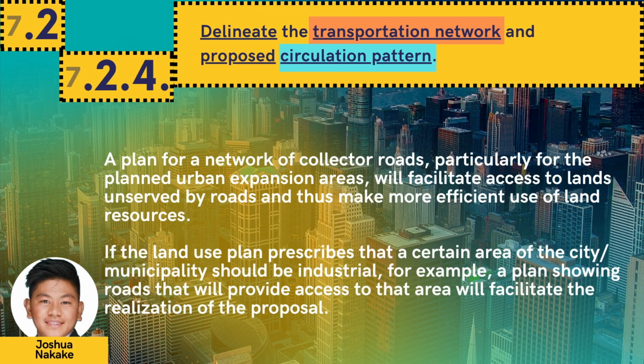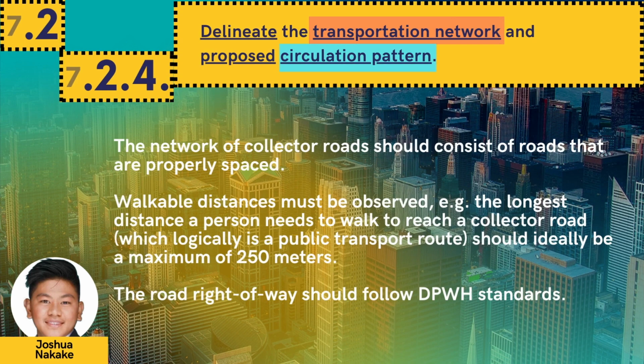If the land use plans prescribe that a certain area of the city or municipality should be industrial, for example, a plan showing roads that will provide access to the area will facilitate the realization of the proposal. The network of collector roads should consist of roads that are properly spaced. Walkable distance must be observed. For example, the longest distance a person needs to walk to reach a collector road, which logically is a public transport road, should ideally be a maximum of 250 meters. The road right of way should follow DPWH standards.